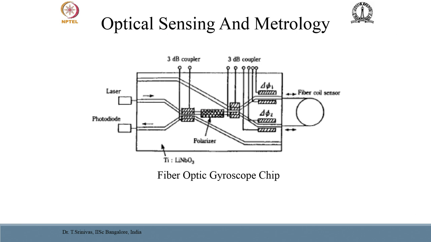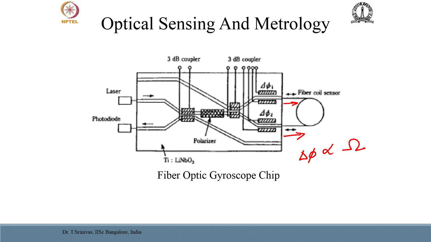One more example of integrated optical circuits is the fiber optic gyroscope chip, a sensor application. A fiber optic gyroscope typically has a coil of fiber, several rounds, and the basic principle of operation is based on the Sagnac effect, where you have the light passing through this coil in the clockwise direction and anti-clockwise direction. So, the phase difference between the clockwise and anti-clockwise propagating waves is proportional to the angular velocity of the entire object onto which this gyroscope is placed.